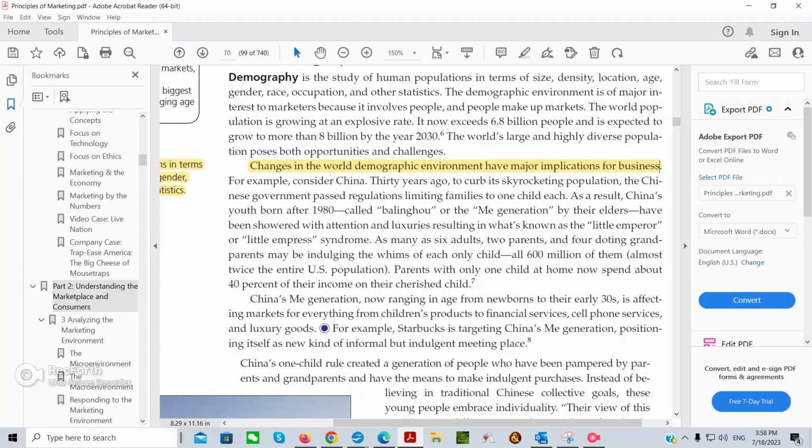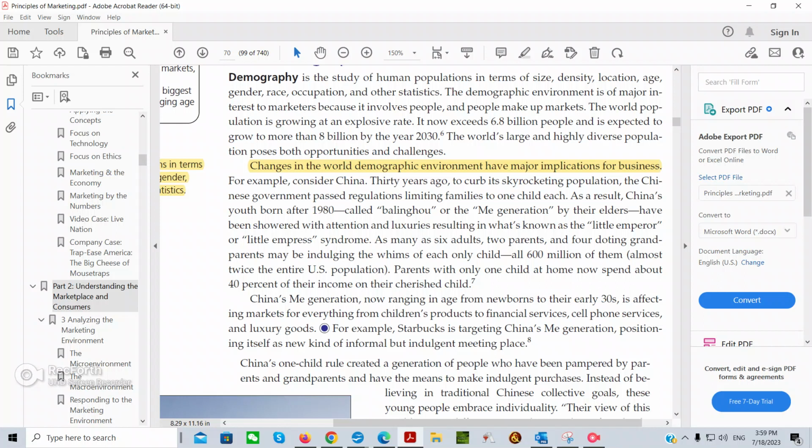For example, consider China. Thirty years ago, to curb its skyrocketing population, the Chinese government passed regulations limiting families to one child each. As a result, China's youth born after 1980 are called Bailing or the Me generation.